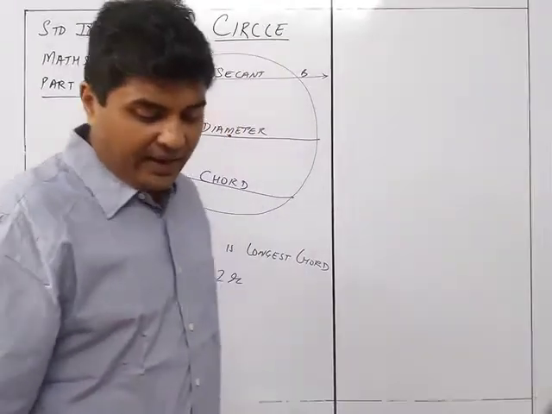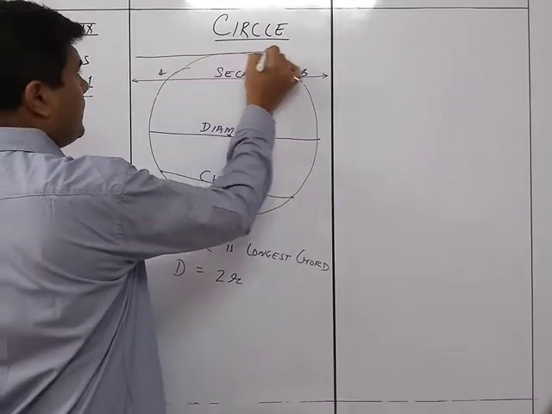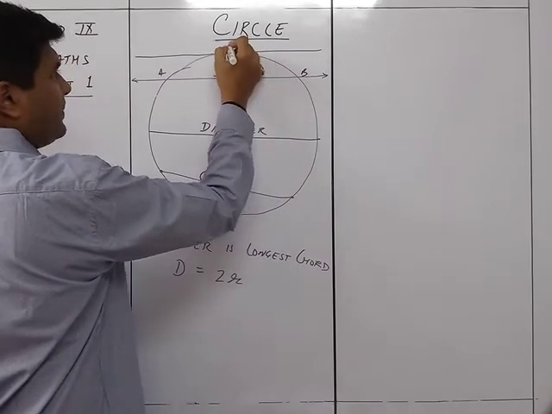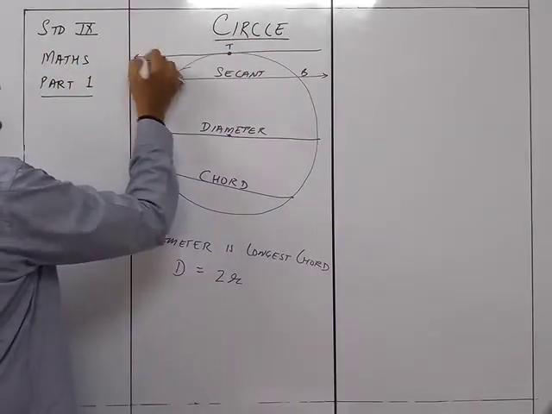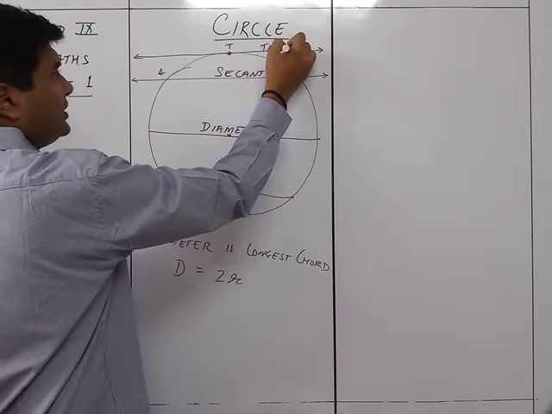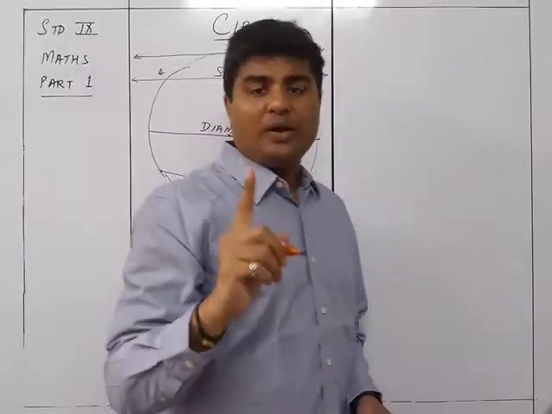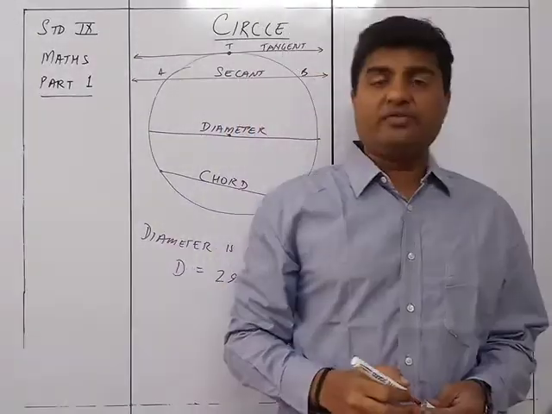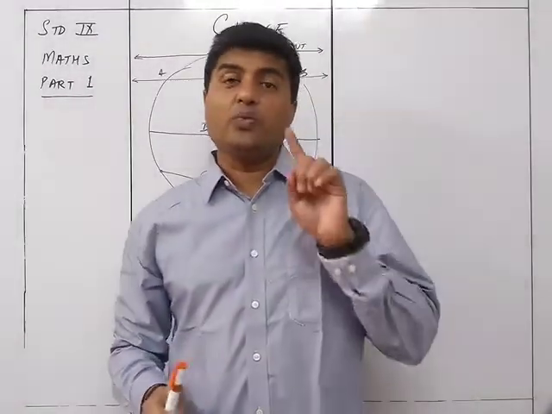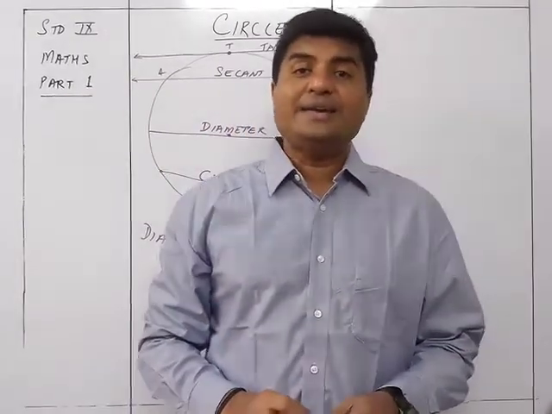That is a secant. And if I see a line which is touching the circle at only one point, if it is just one particular point over here, then such a line is called a tangent. So tangent is the line touching the circle at only one point. So if there is a line which touches the circle at only 1 point, then we call that line a tangent.